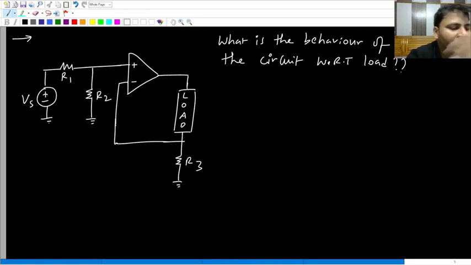Okay, Vipin Kumar is saying it is VCCS. Very good. That's correct. With respect to the load, the given circuit behaves like a voltage controlled current source. Others also, please tell me what your answer is.